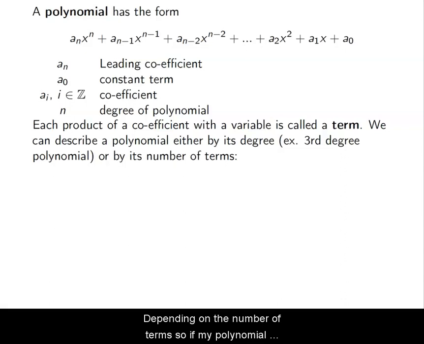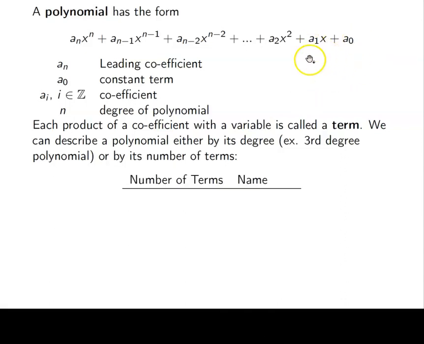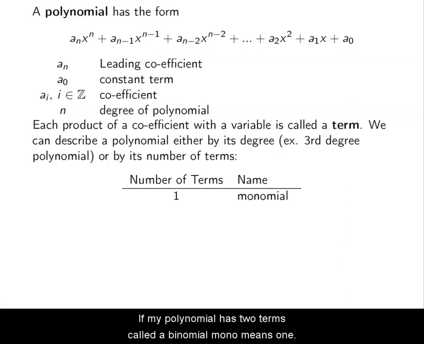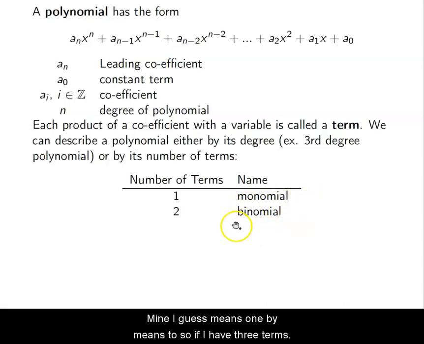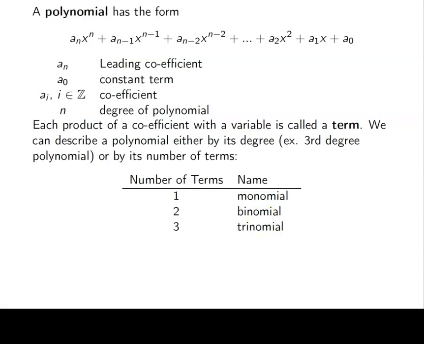So if my polynomial only has a single term, it's called a monomial. If my polynomial has 2 terms, it's called a binomial. Mono means 1, bi means 2. So if I have 3 terms, trinomial. If I have 4 or more terms, we just call it a polynomial.